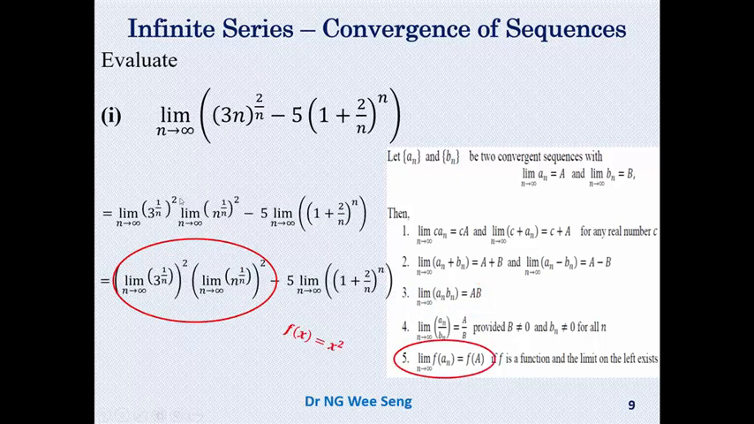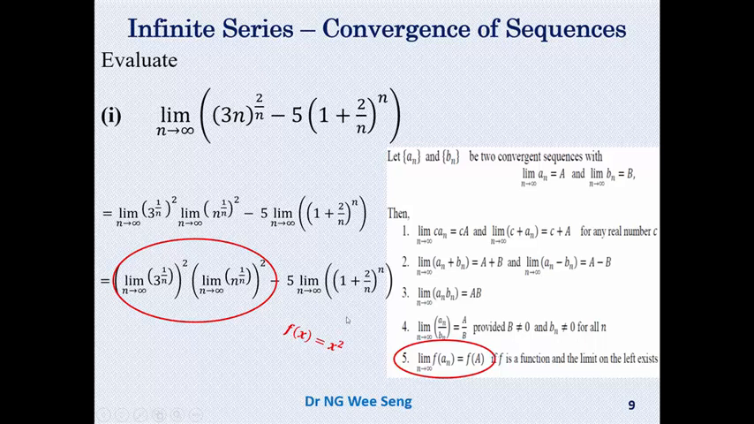It's time to address this power 2. Obviously, we are finding the square of a sequence. So according to limit law number 5, the limit of a function of a_n is just the function of the limit. So essentially, we are squaring the limit.